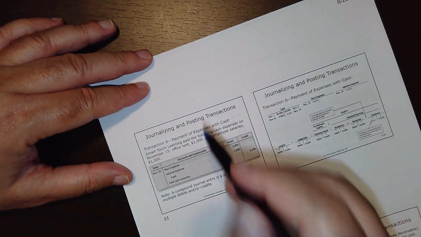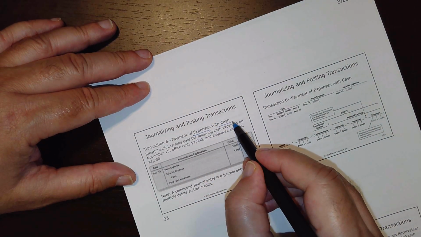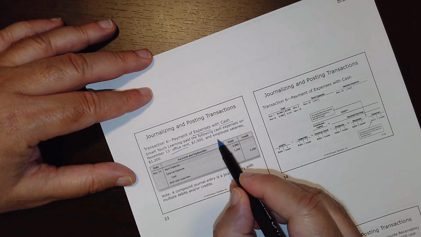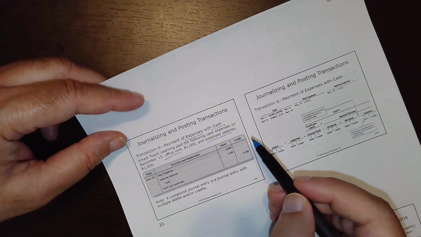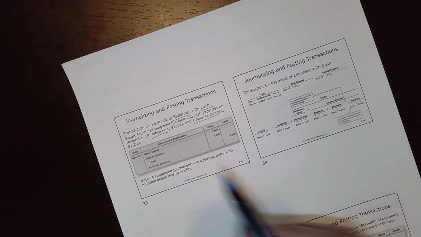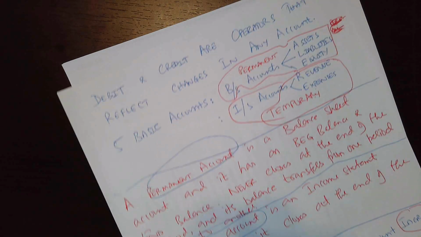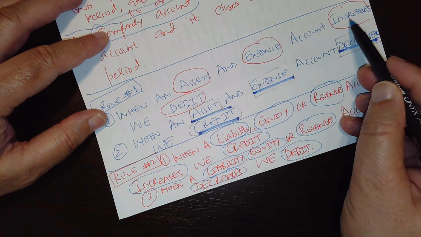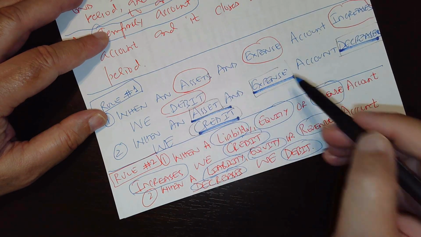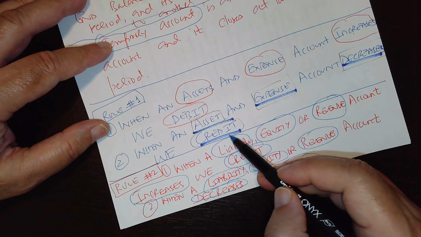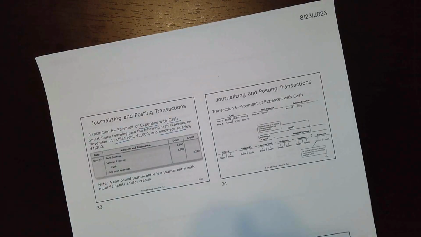The next thing we're going to talk about is payment of expenses with cash. We have certain expenses. What are these expenses that we are talking about? Office rent and employee salaries. Do we have anything else? Office rent and employee salaries. So we have two expenses. Expenses and assets. Again, I'm going to take you back to this document. Under this document, when an asset and expense account increases, we debit. So our expense account is increasing because we are paying. And when an asset account decreases, we credit. Our cash is going out, meaning cash is decreasing.